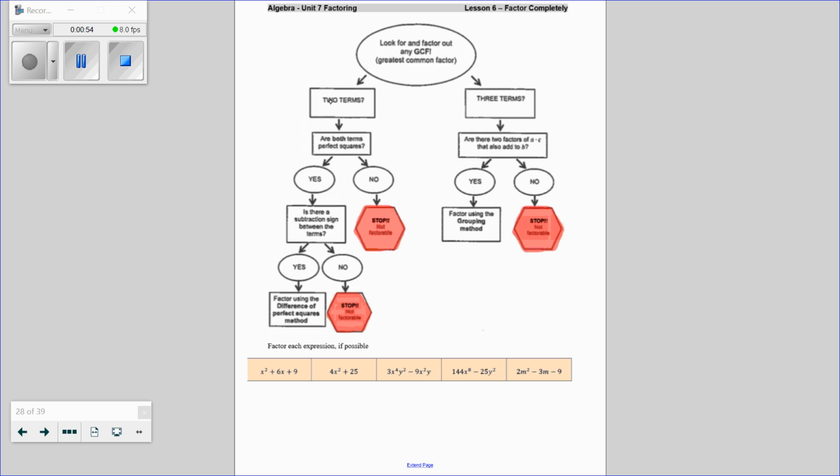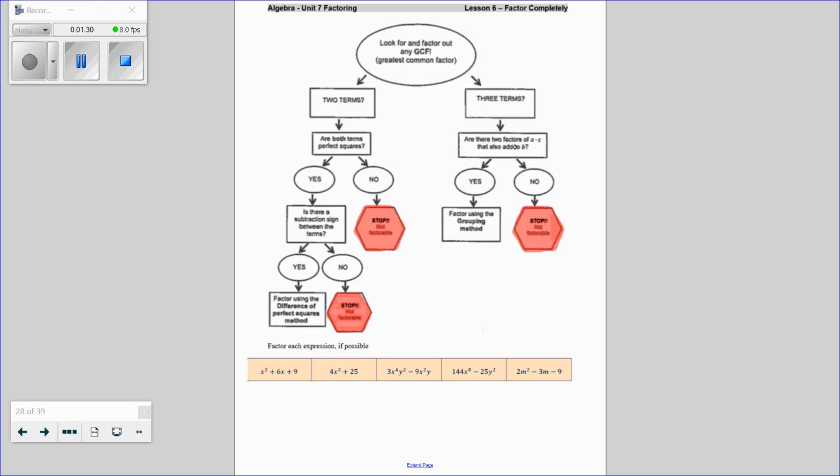If we have two terms, we are supposed to determine whether the two terms that are there are perfect squares. If they are not perfect squares, then stop because you're done factoring. If they are perfect squares, then you just check to make sure there's a subtraction sign between your two perfect squares. If it's a plus sign between the two perfect squares, then you stop and it's not factorable. If there is a minus sign between your two perfect squares, then you factor it using the difference of perfect squares.